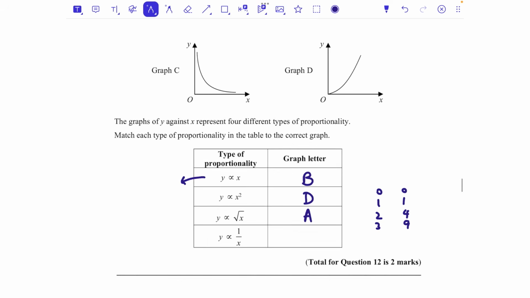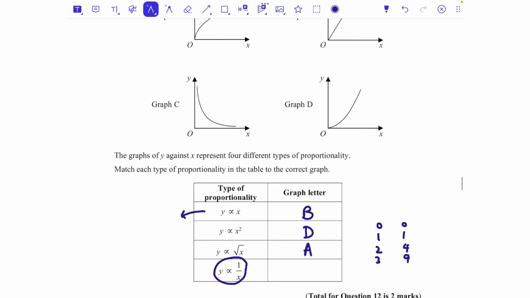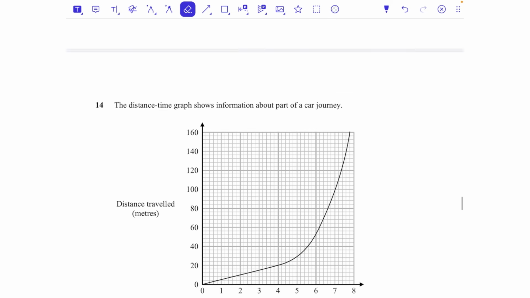And then last but not least, this one is inverse proportion. And when we have inverse proportion, it looks like this, where it comes down. As one gets bigger, the other one gets smaller. And that last one is inverse proportion. Quite tricky, those. You just kind of got to learn them and see what they look like. Get used to them.